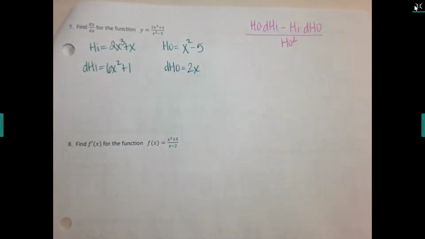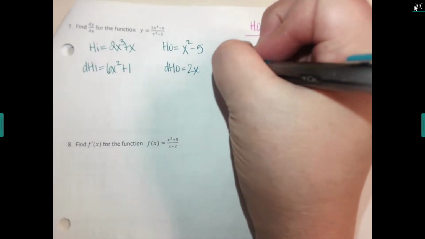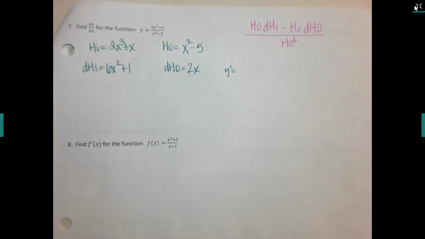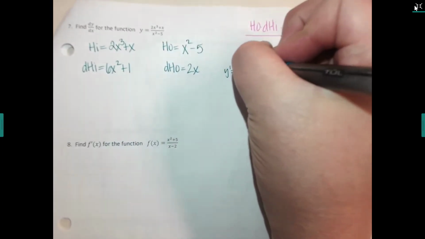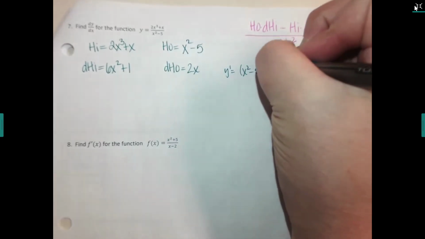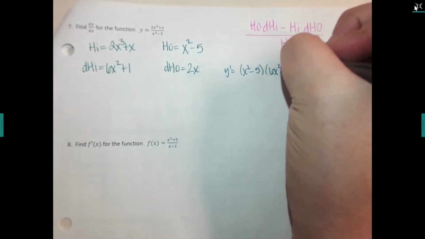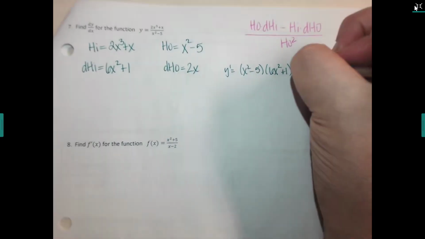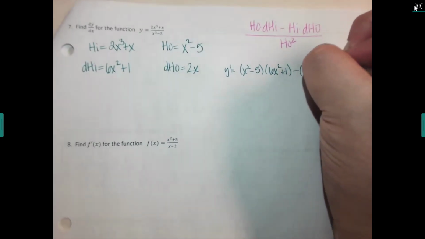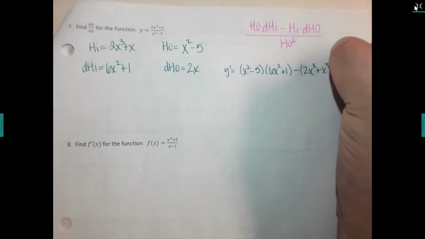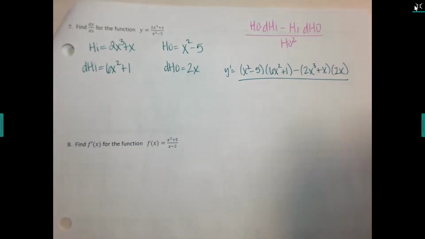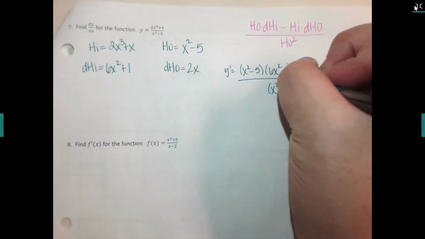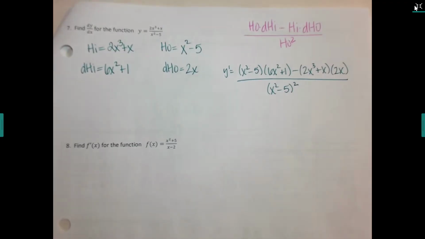Okay? So, write out your derivative. We're going to call it y prime this time. So, ho d high would be x squared minus 5 times 6x squared plus 1. And then high d ho would be 2x cubed plus x times 2x. Ho squared on the bottom is x squared minus 5, squared.